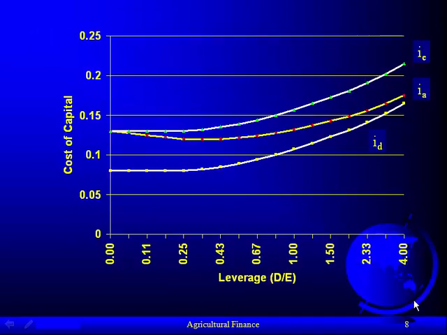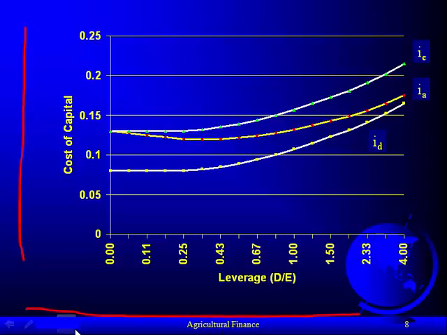Now if we look at this graphically, we have the cost of capital on the vertical axis and the leverage on the horizontal axis. Let's start at 0, which means we have 0 debt. Everything is financed with equity at this point that I've circled.